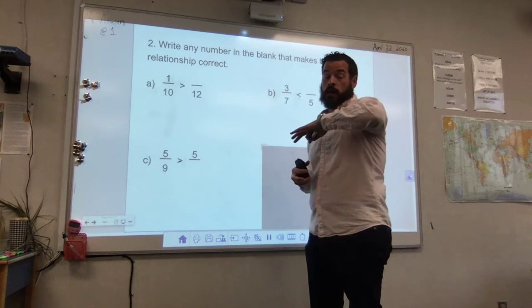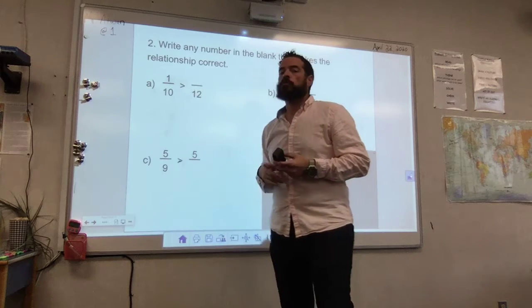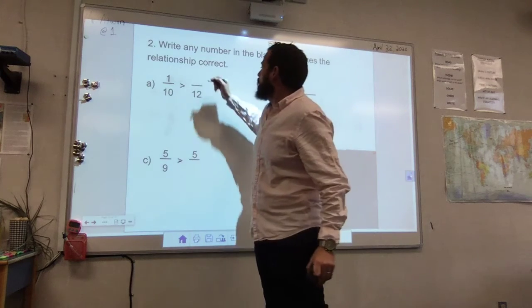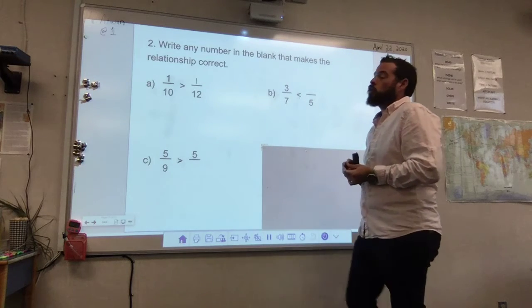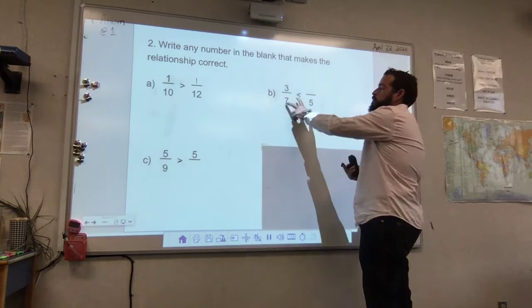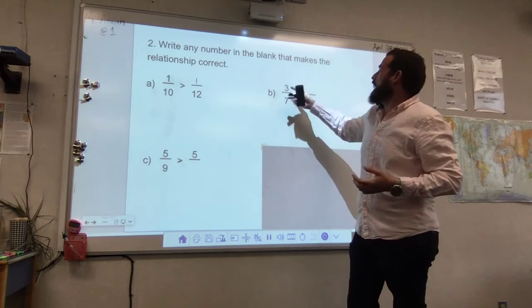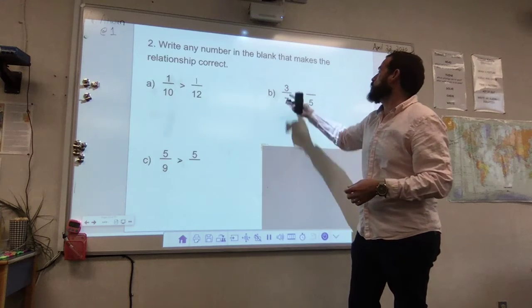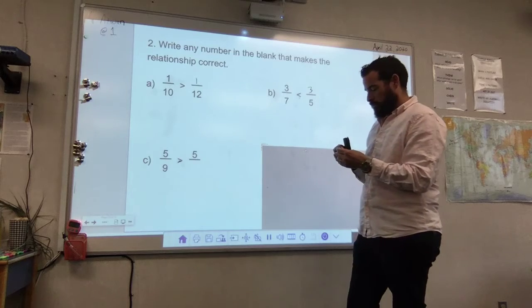And just as with the previous examples, if we keep the numerator the same, it's going to make the relationship correct. So 1/10 is going to be less than 1/12. So just make sure if you've got different denominators on your exercises today, you just keep that numerator the same. So 3/7 is going to be less than 3/5.